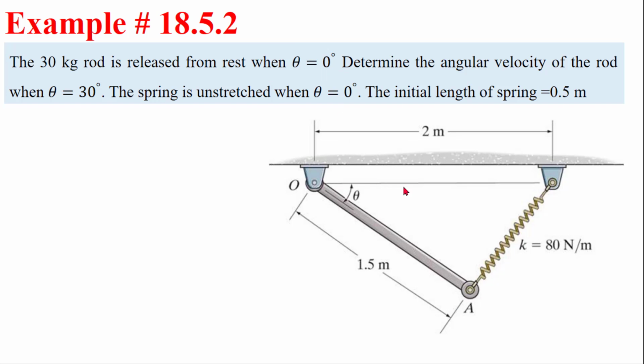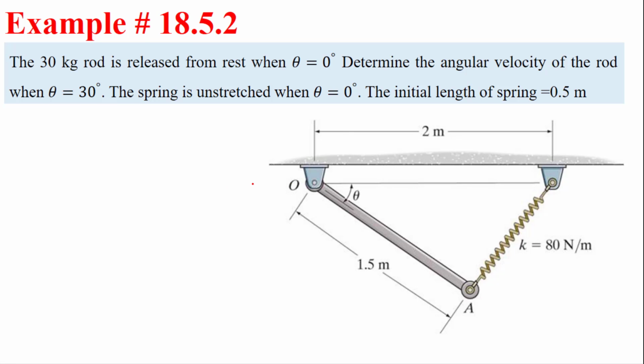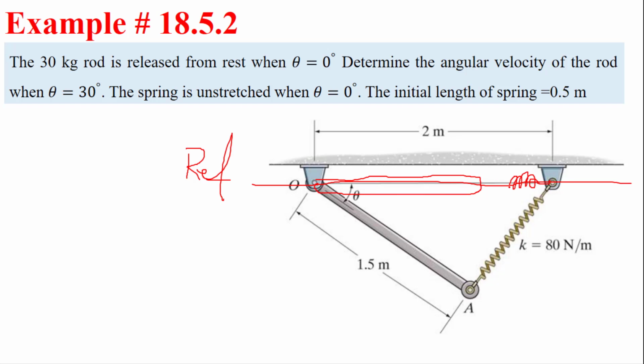So here is state 1. Okay, let me use the pen. So here is state 1, and here is the reference also. I will name this one as reference. And the rod initially was at this location, and here is the spring. Here is point A.